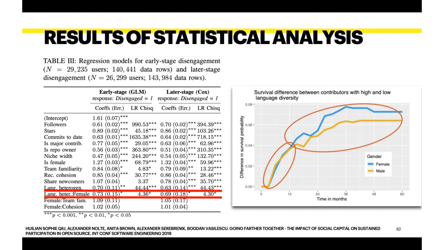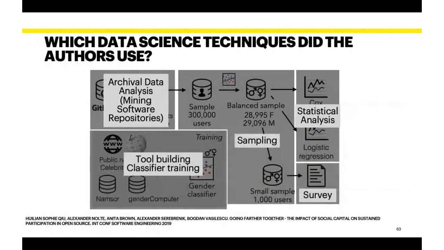So let us look at the methods which have been used here. In this study, we started with archival data analysis, mining software repositories. Then we performed sampling. To perform this sampling, we had to build a classifier, a tool. And then we concluded this study with a statistical analysis and with a survey.